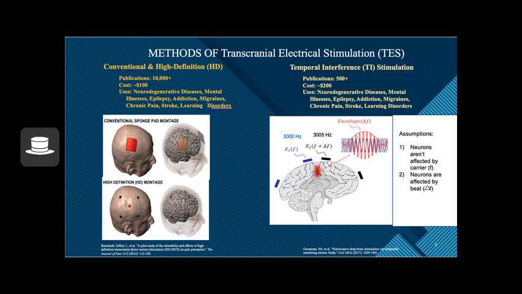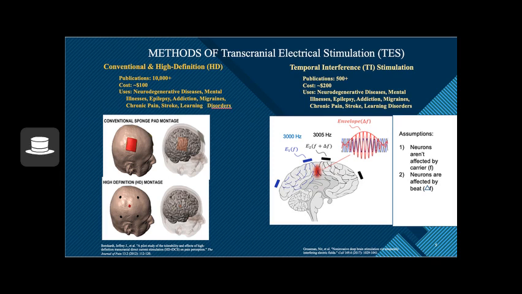A more advanced version of this is termed the high definition, where the electrode sizes are smaller and the return current electrode is split into multiple electrodes, so the intensity underneath is also split in order to avoid stimulating regions that aren't of interest. The other technique is temporal interference stimulation.